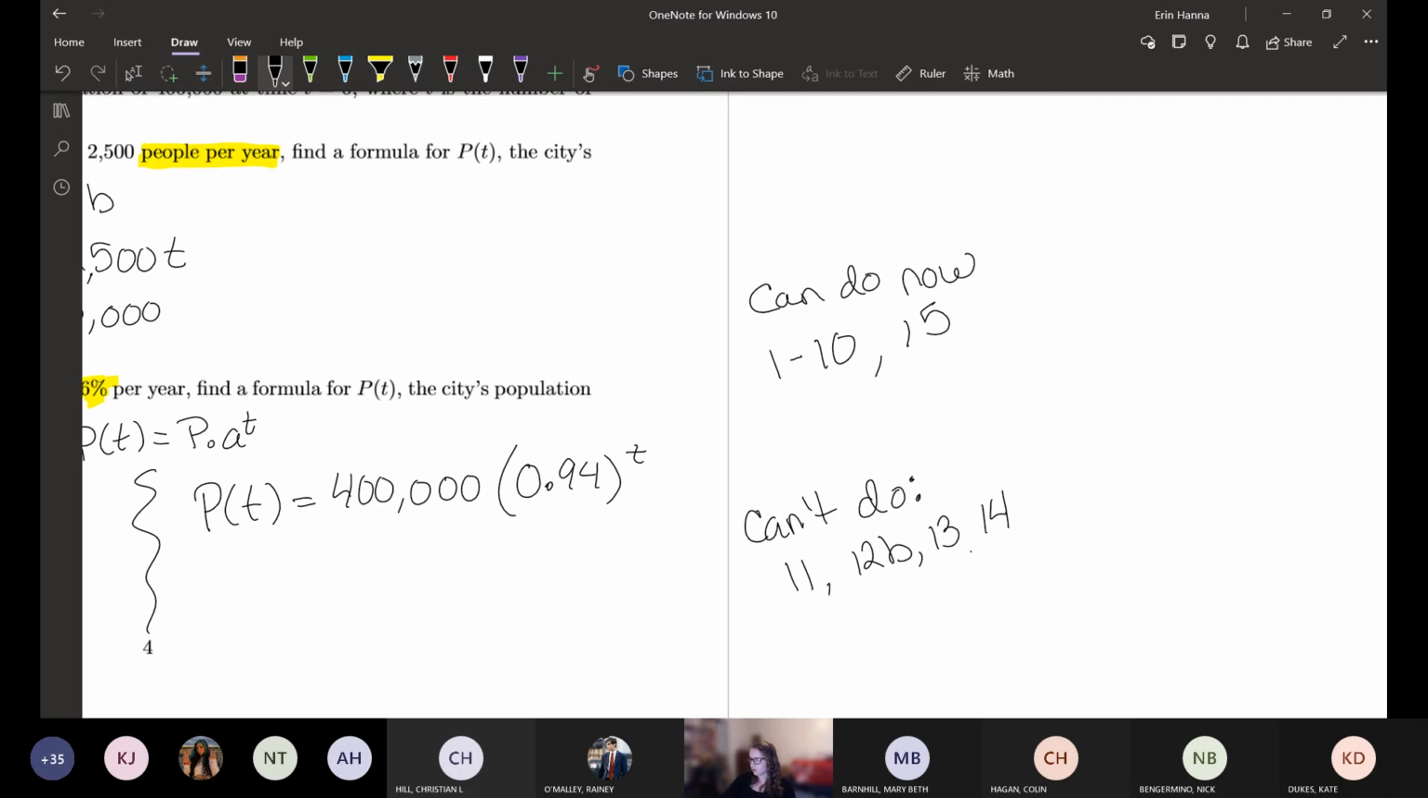You can do parts of 16, so I'm going to put that under can't do. And then essentially everything else, 17, 18, 19. Yeah. And 17 through 26 you can't do yet. So there's less you can do than I thought. That's unfortunate.